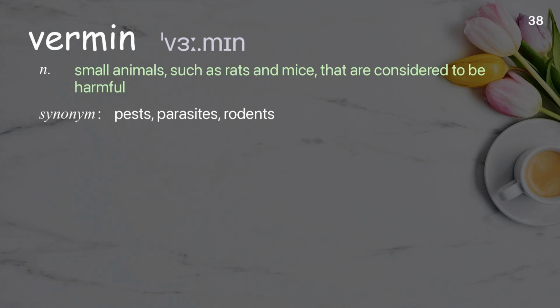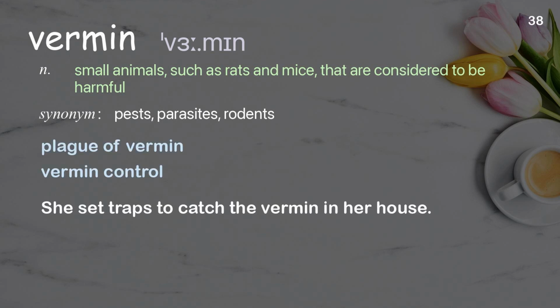Vermin. Small animals, such as rats and mice, that are considered to be harmful. Examples: Plague of vermin. Vermin control. She set traps to catch the vermin in her house.